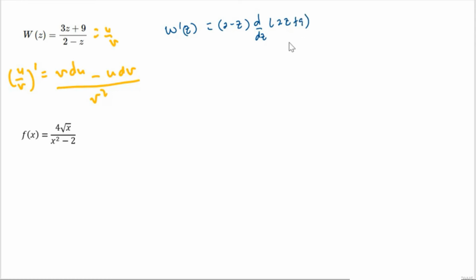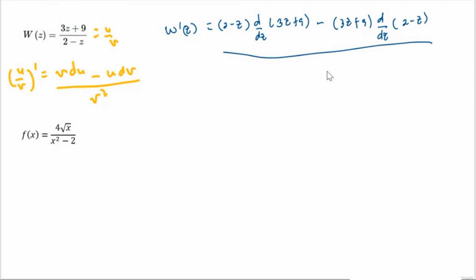I'm just showing that we're going to take the derivative of the numerator, minus the numerator, which is 3z. This must be 3z, not 2z. We have 3z plus 9. So minus the numerator, which is now 3z plus 9, times the derivative of the denominator, d over dz of 2 minus z, all over the square of the denominator, which is v squared. So we have 2 minus z squared.